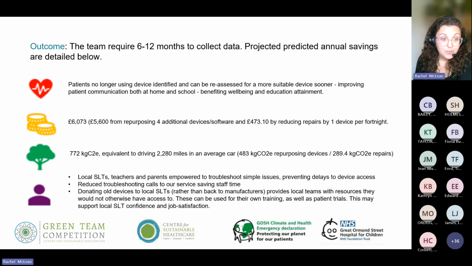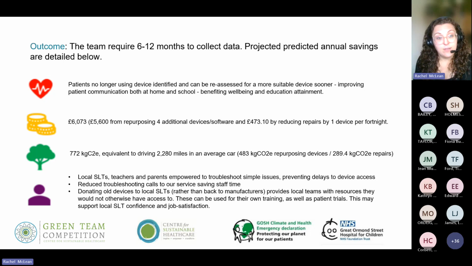But so clinically, for patients who are no longer using devices, if they're identified sooner, they can be reassessed sooner and then be issued with a more suitable device. So that can improve patients' communication, both at home and at school, which is beneficial for their well-being and also for their education.